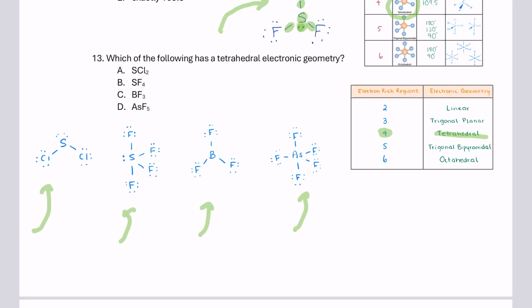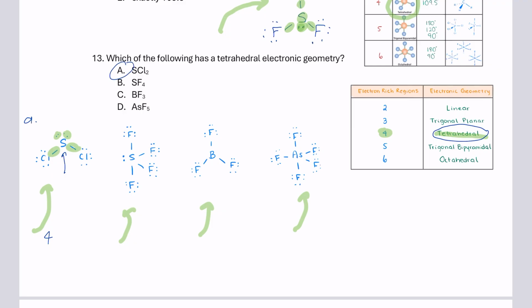Here is the structure for answer choice A. The central atom is a sulfur, and it's surrounded by 1, 2, 3, 4 electron-rich regions. That means it's going to have an electronic geometry that is tetrahedral. It's in fact the correct answer, but we're still going to work through B, C, and D.